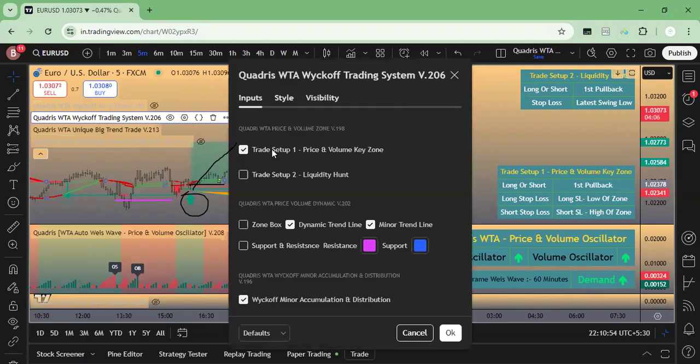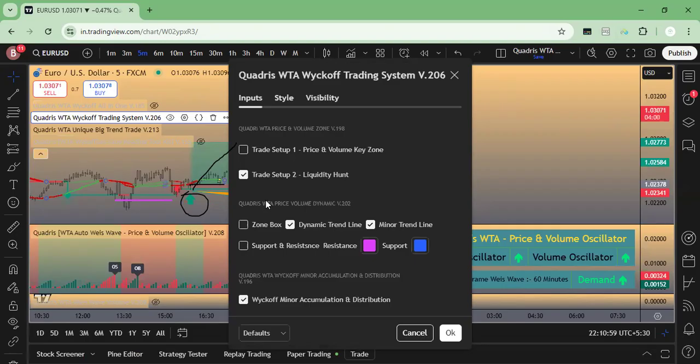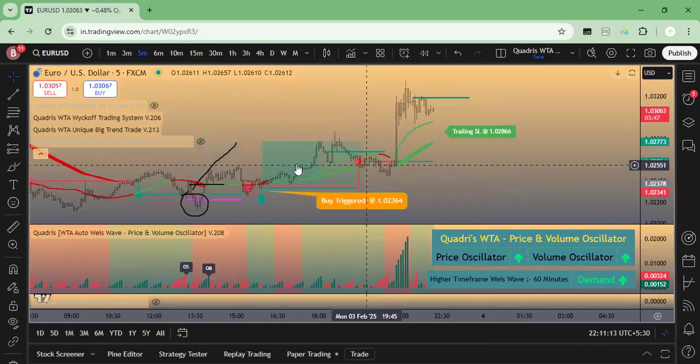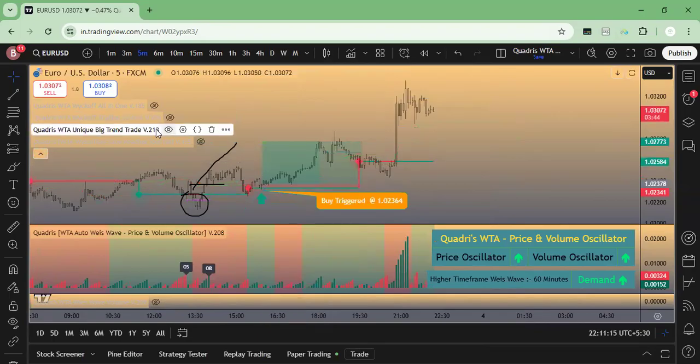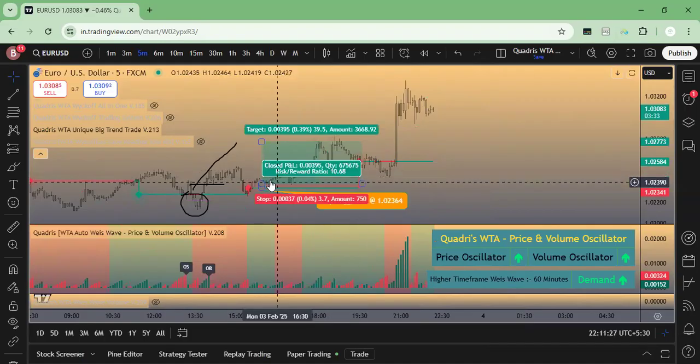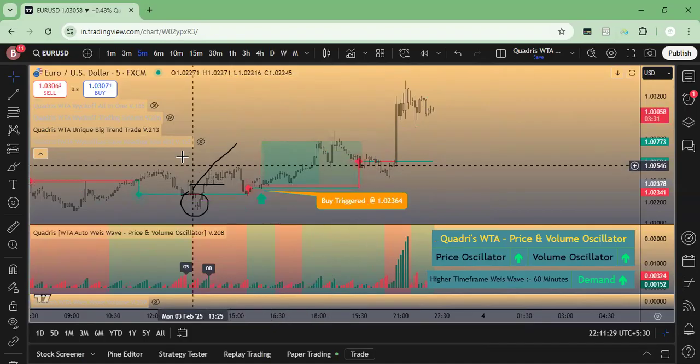First, let me go with 206. You have trade setup one, trade setup two, where trade setup one is key zone and trade setup two is liquidity hunt. And after that, you have Wyckoff accumulation and distribution, so you can use either. And if you only want to use 213, I got a very good one. This is very close to my heart because I have worked a lot to get the market levels so that we can trade based on this.